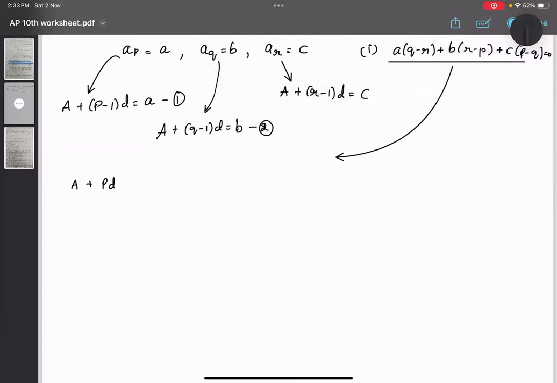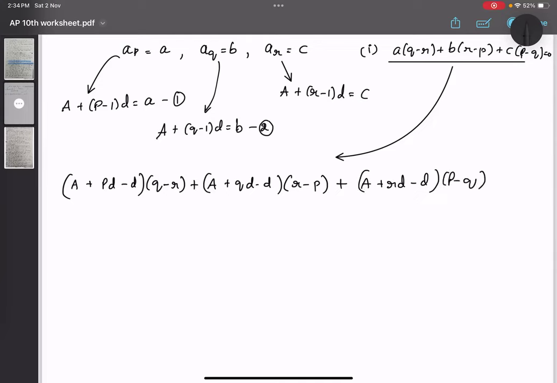A plus PD minus D, bracket (Q minus R), plus the b value, which is A plus QD minus D, multiplied by (R minus P). Any doubt? The c value is A plus RD minus D, bracket (P minus Q). I can write this solving the LHS. The best part of this question is that everything will get cancelled and I will get 0.